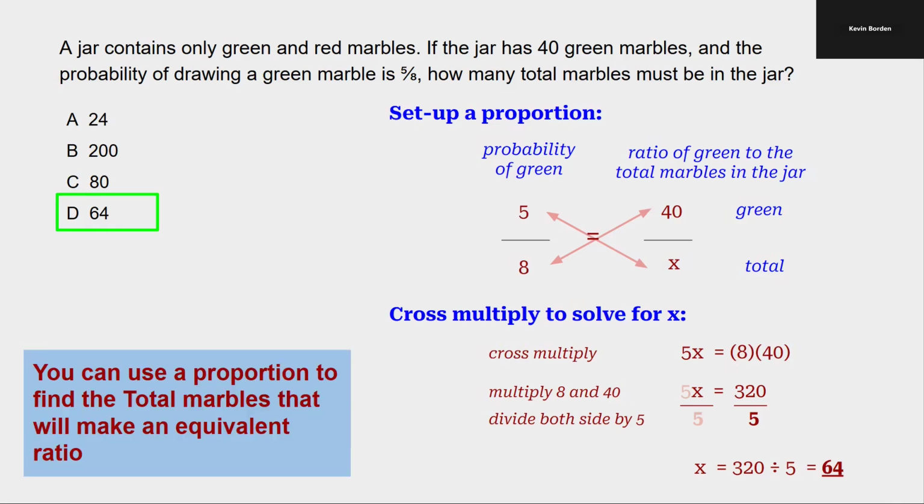So the key takeaway in this problem is to remember that you can use a proportion to solve this kind of problem where you are being asked to find the total marbles that will make an equivalent ratio.